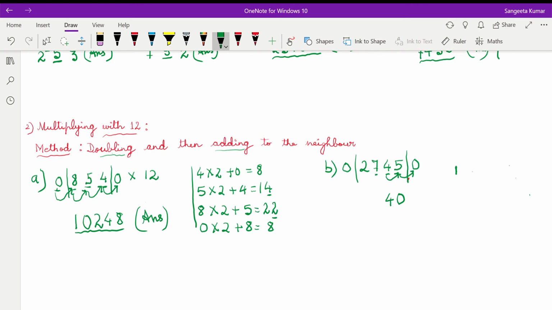7 into 2 is 14. 14 plus 4 is 18. 18 plus 1 is 19. 9, and 1 in hand. Now 2 into 2 is 4. 4 plus 7 is 11. 11 plus 1 is 12. 2, and 1 is in our hand. Now 0 into 2 is 0. 0 plus 2 is 2. 2 plus 1 is 3. So our answer is 32940. Isn't it very simple, children?